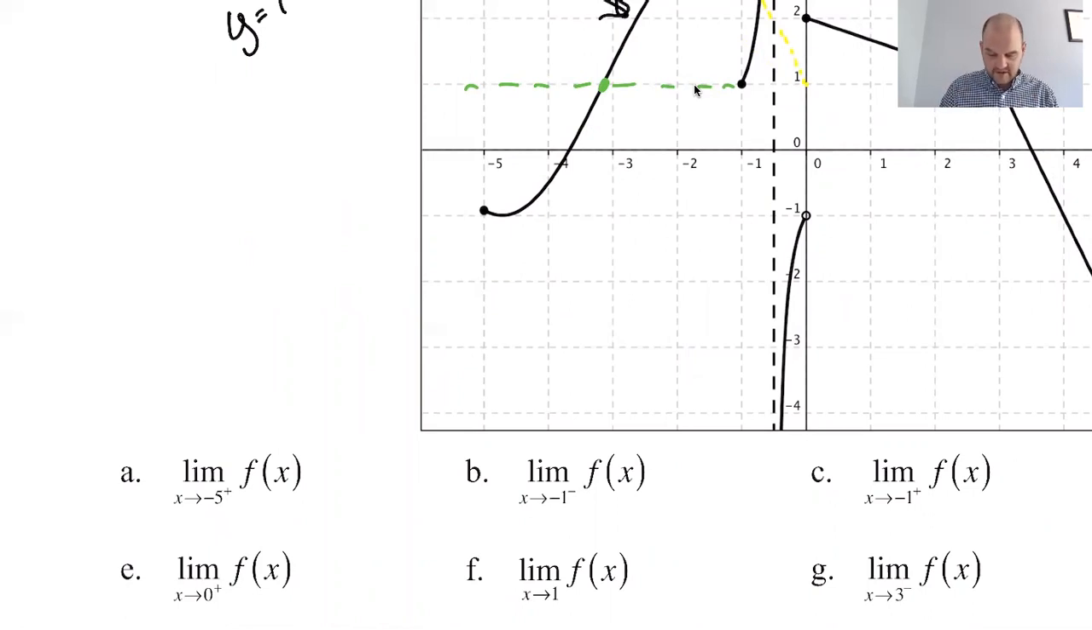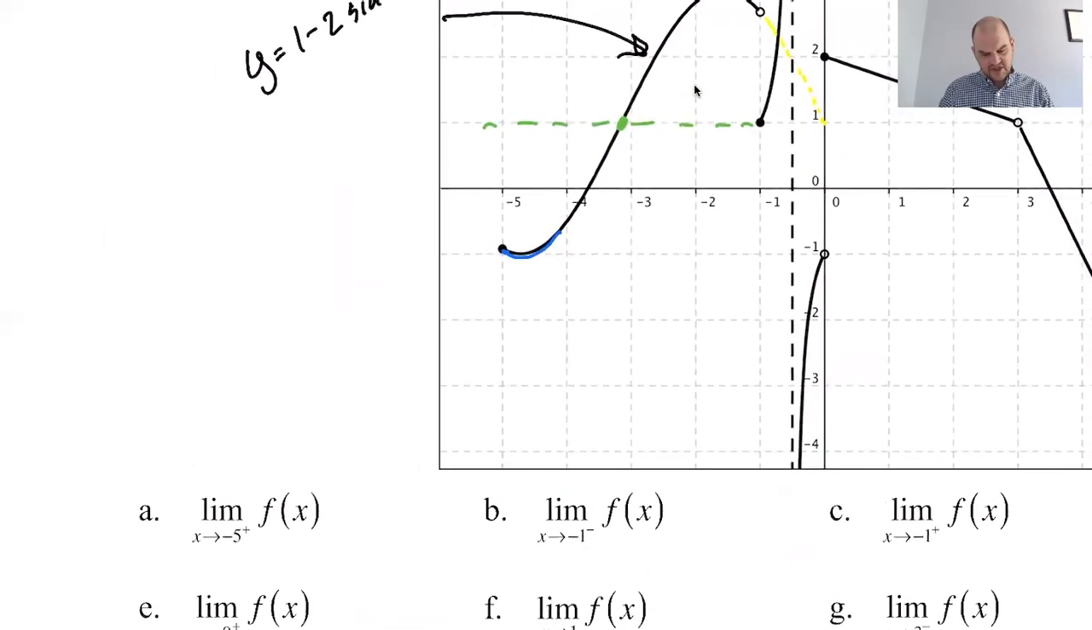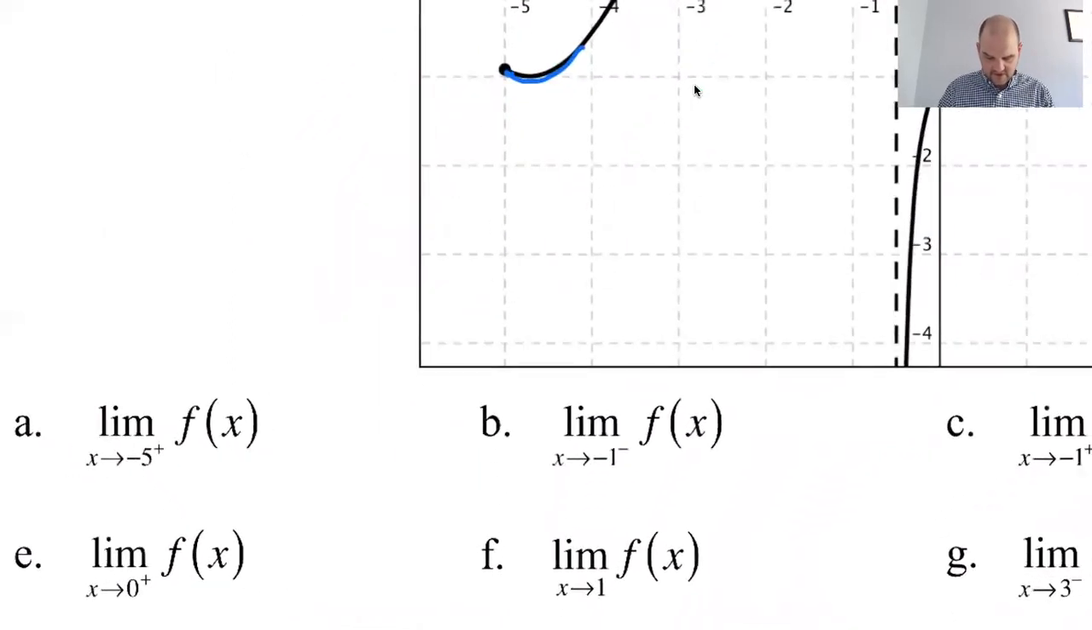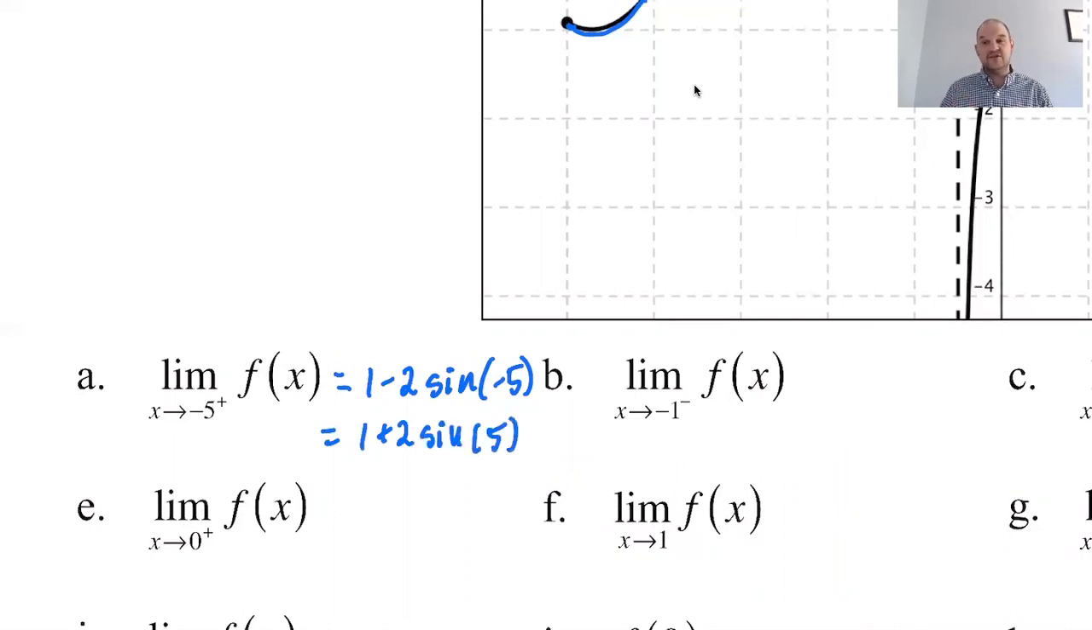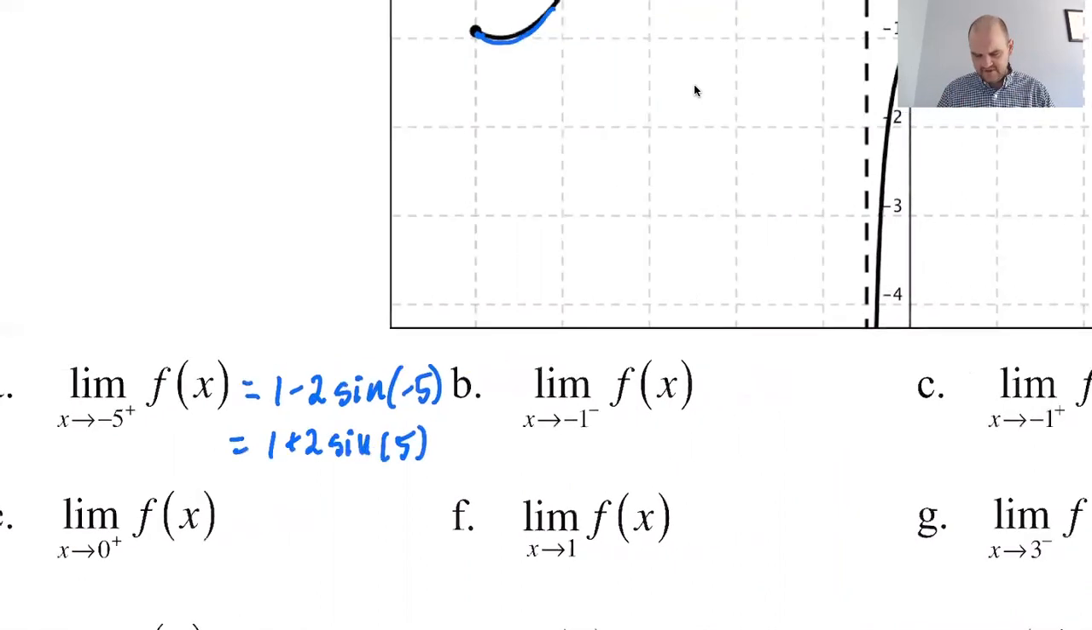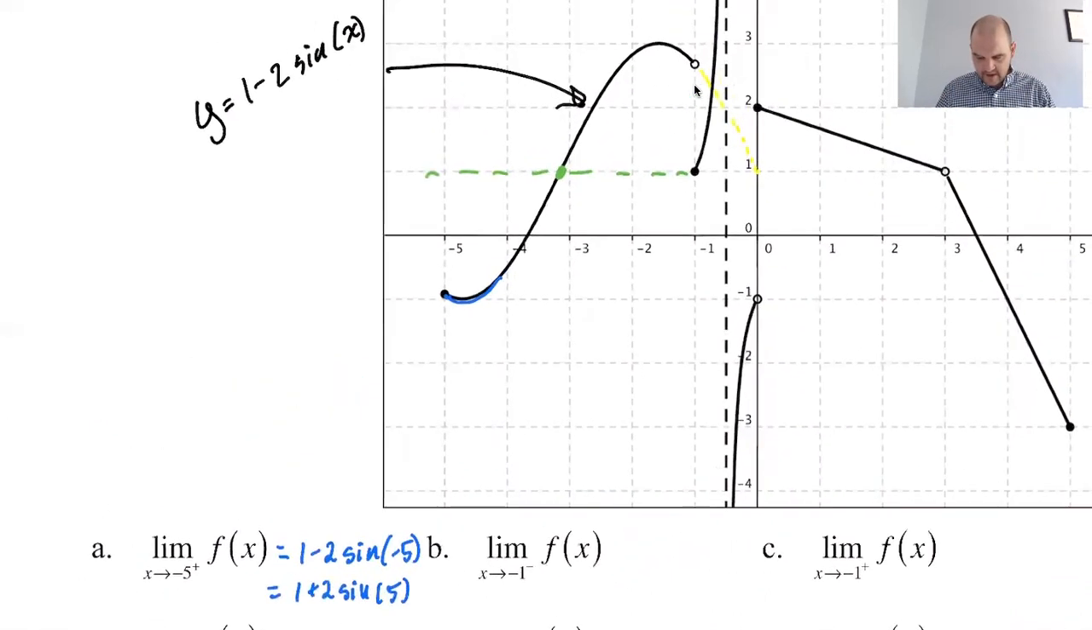So that from the right means do this, and that means just plug in. So this answer is incredibly gross. It's going to be 1 minus 2 sine of -5. Well, you could leave that, or you could use the fact that sine is odd and say that it's 1 plus 2 sine of 5, which, on a multiple choice question, I feel like that's the answer that you would see. Use the even and odd properties whenever you can.